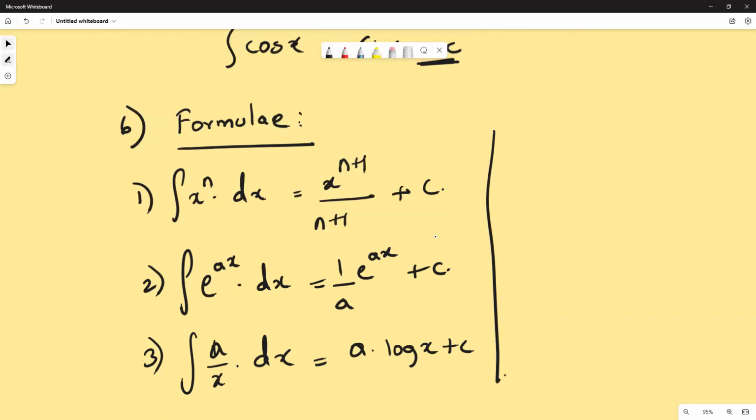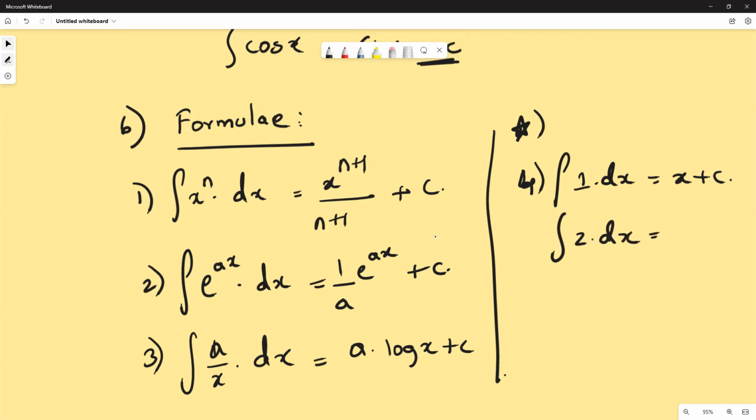Let us discuss problems based on these three formulas first. Let's go through these three formulae. An important note: integral 1 dx is always equal to x plus c. It's always a constant. Integral 1 dx is x plus c. Similarly, integral 2 dx, let's bring the 2 outside, is 2x plus c. Integral 3 dx would be 3x plus c and so on.